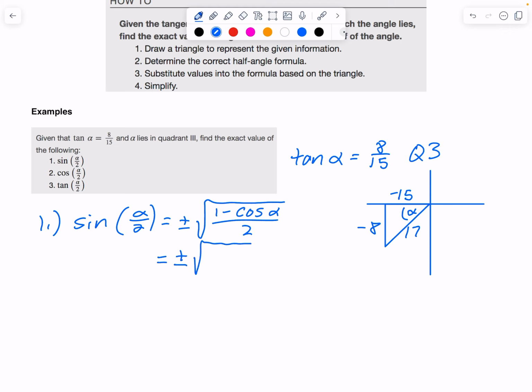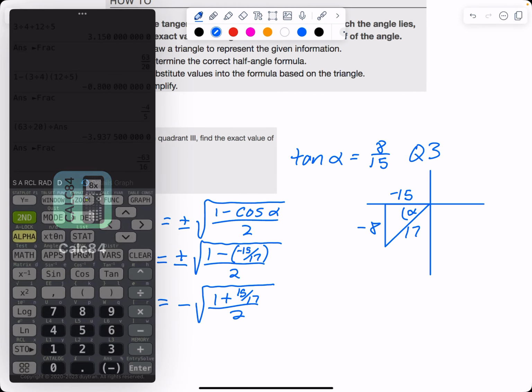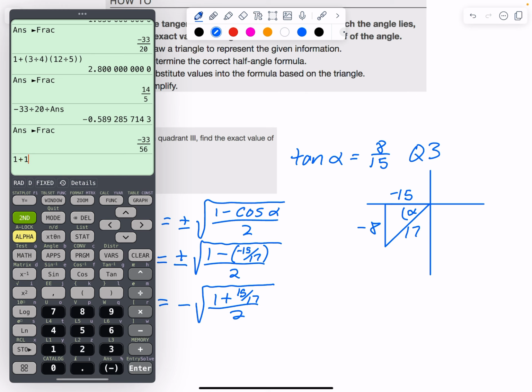Okay, I got plus or minus the square root of 1 minus cosine. I can go ahead and replace cosine alpha because I have my triangle. It's going to be negative 15 over 17, all over 2. Okay, I also know that I'm trying to find sine. So to deal with the plus or minus, and I'm in quadrant 3, sine must be negative because sine is y. All right, now I'm going to fill that in. I got 1 plus 15 over 17, over 2. And I'm going to do that in my calculator out of laziness. So I got 1 plus 15 seventeenths.